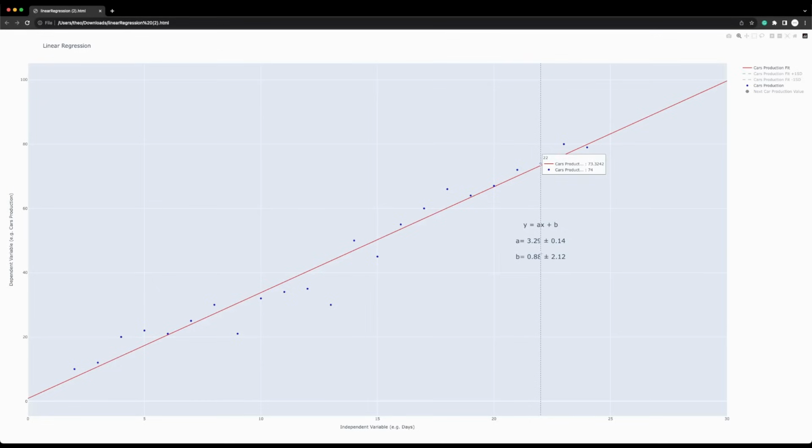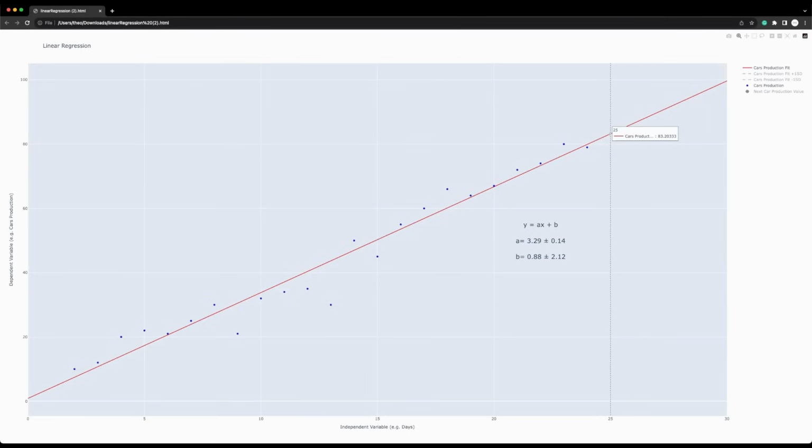Just a clarification: because I'm Greek, alpha is A and beta is B. That's why I'm using them sometimes interchangeably. So, if we want to predict even day 26, 27, 28, what we have to do is just use the constants A and B, and on the x value, just plug in the day of our interest.